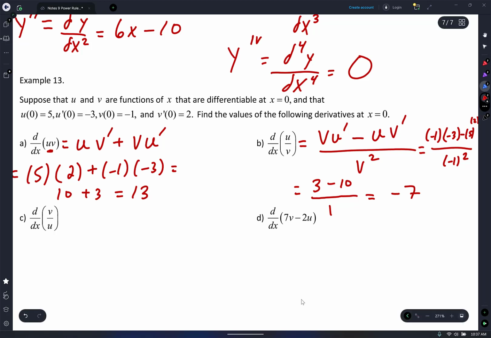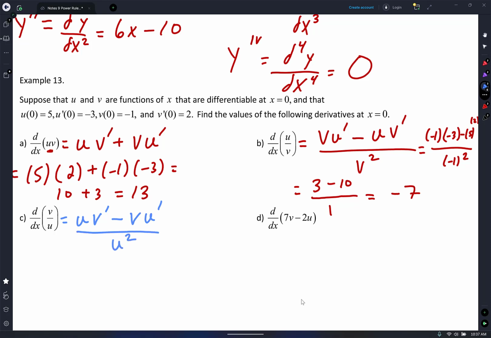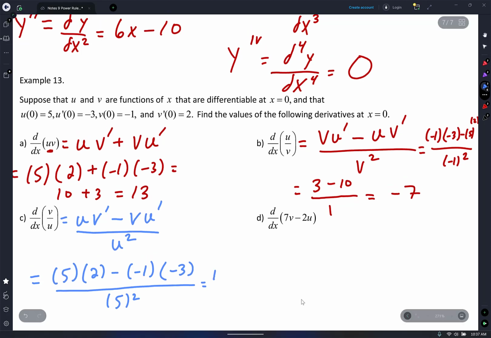All right, here we go. I'm going to change the color so that we don't get everything confused. So what do I put first? So u, v prime, minus v, u prime. Perfect. Now let's plug in our numbers. What is u of 0? What is v prime of 0? Minus what is v of 0? What is u prime of 0? All over, what is u of 0? So let's see what we get. So we get 10 minus 3 over 25. So my final answer is 7 over 25. Are we okay?